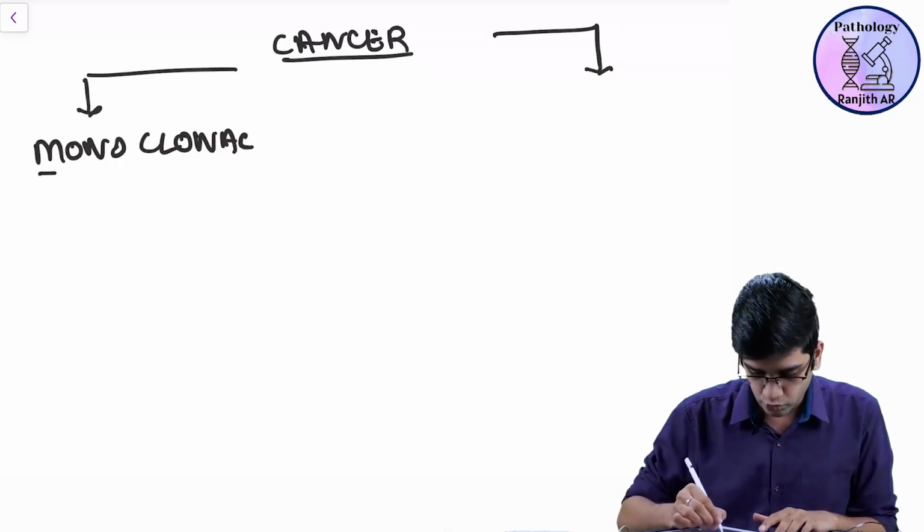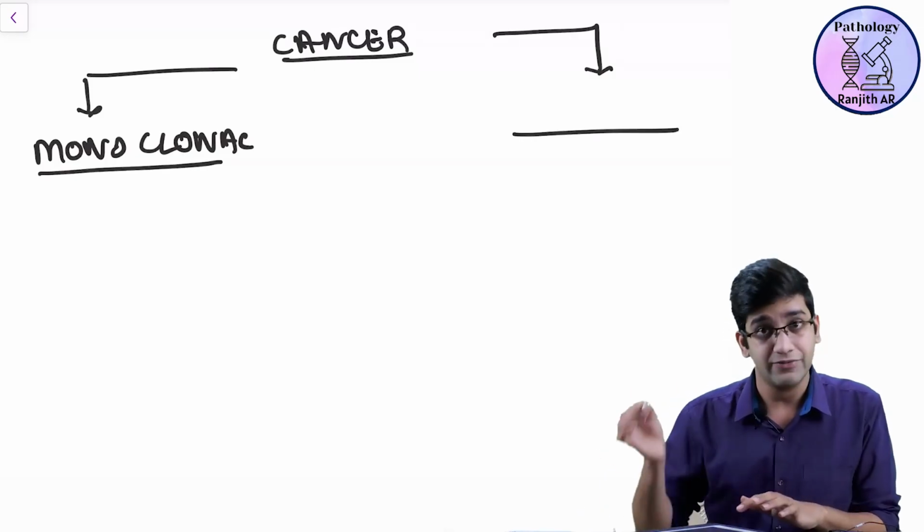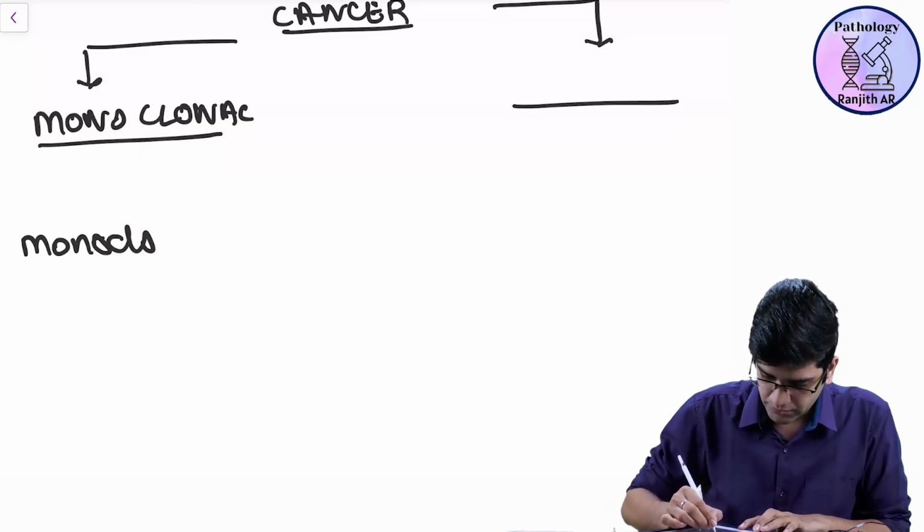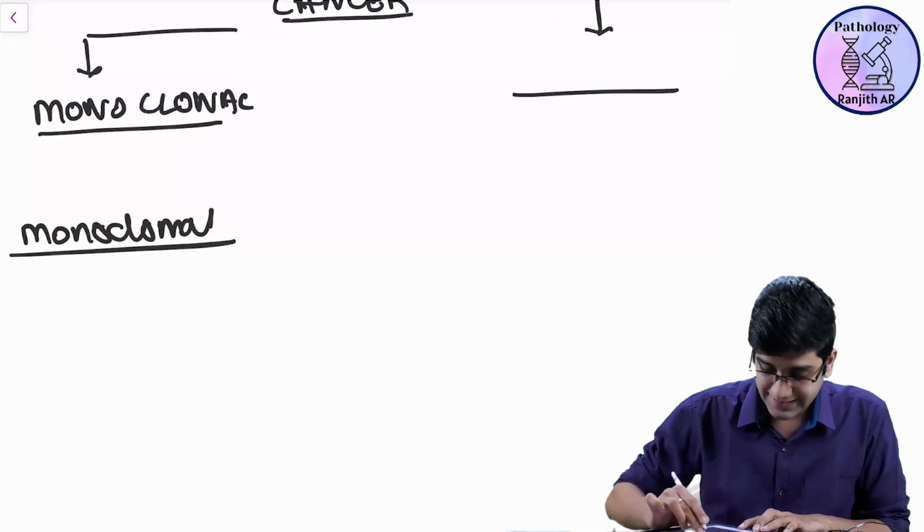So the first one is monoclonal. The other one, we'll leave it blank. We're going to fill it up. So we'll see what monoclonality means. I just gave you an example.